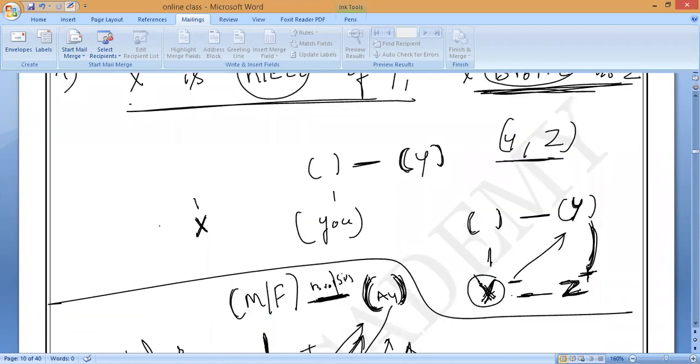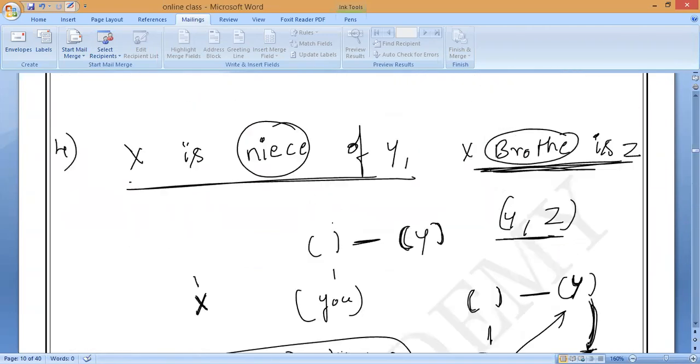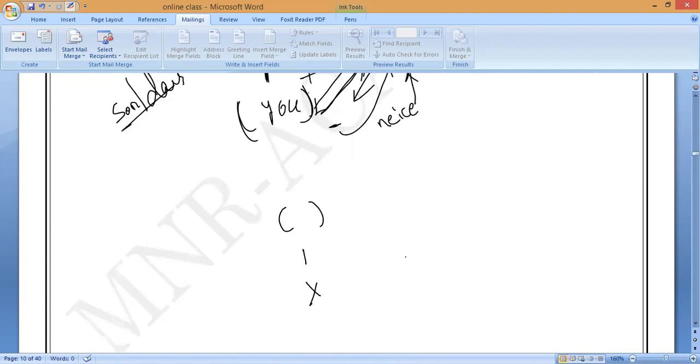See, X is niece of Y. X is like you. X has some parents, like your parents. Niece of Y. Y is your aunt or uncle. Y is a sibling of your parents. Sibling means underscore. Y, we don't know the gender. Either male or female. Okay? What is the relationship between X and Y? Either father or mother.